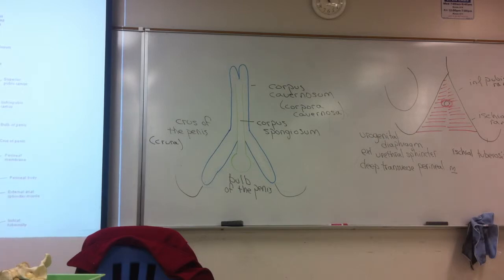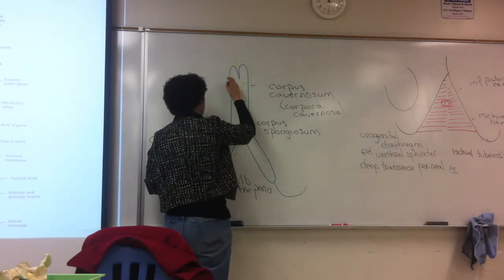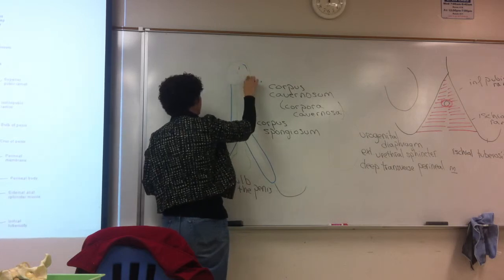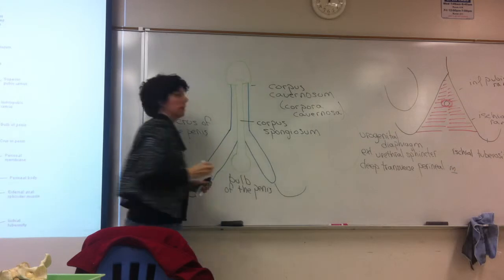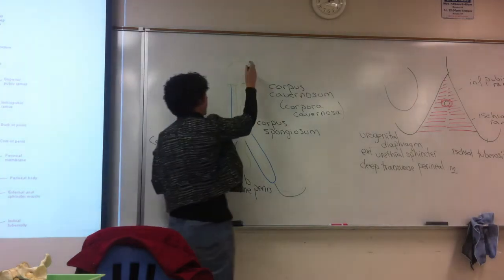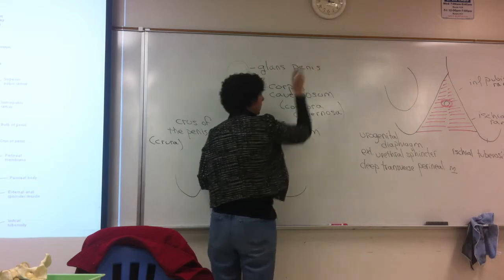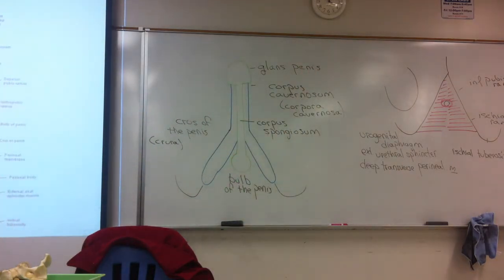At its tip, it expands, forms a mushroom-like cap that covers the corpora cavernosa. And this cap is known as the glans penis. That would be this structure right here. That is what is visible if the prepuce or the foreskin is pulled back, all right, or is exposed if you had a male circumcision and the foreskin is cut.